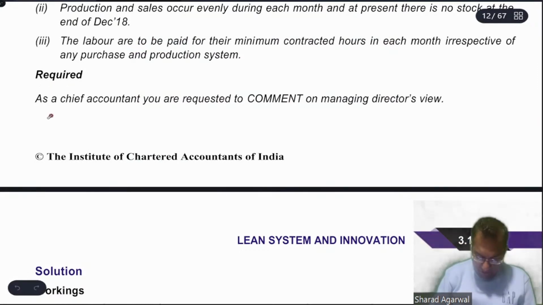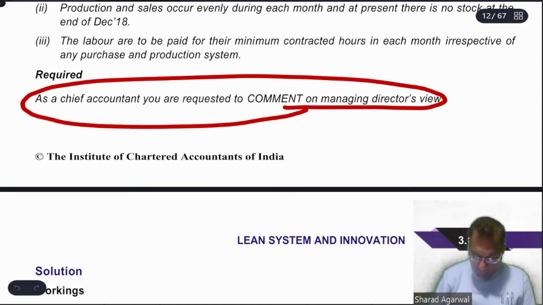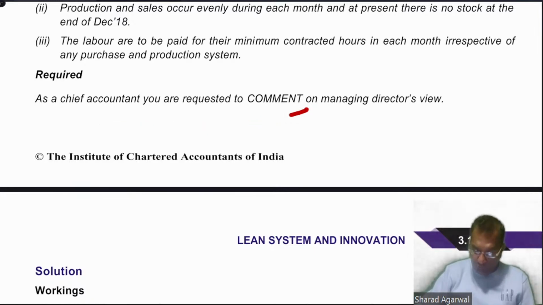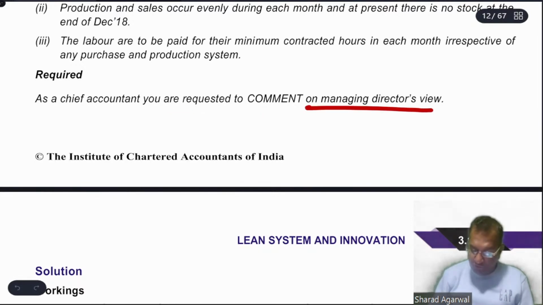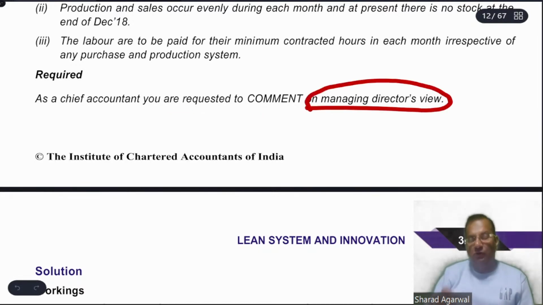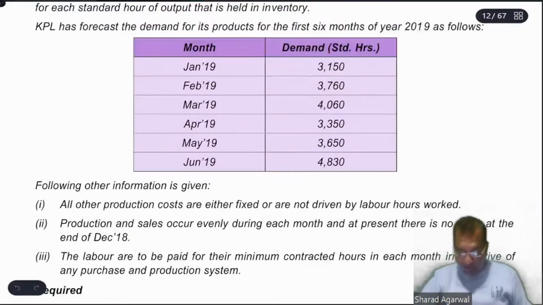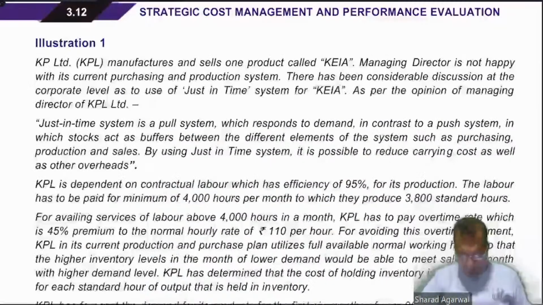The requirement part is, as a chief accountant, you are requested to comment on MD's view. So from the requirement part, we will not be able to identify which concept will be applicable in this particular question, because we have to comment on MD's view, and the MD's view will definitely provide us the hint that which concept is to be applicable in this particular question. So the requirement part doesn't tell about the concept that will be applicable.